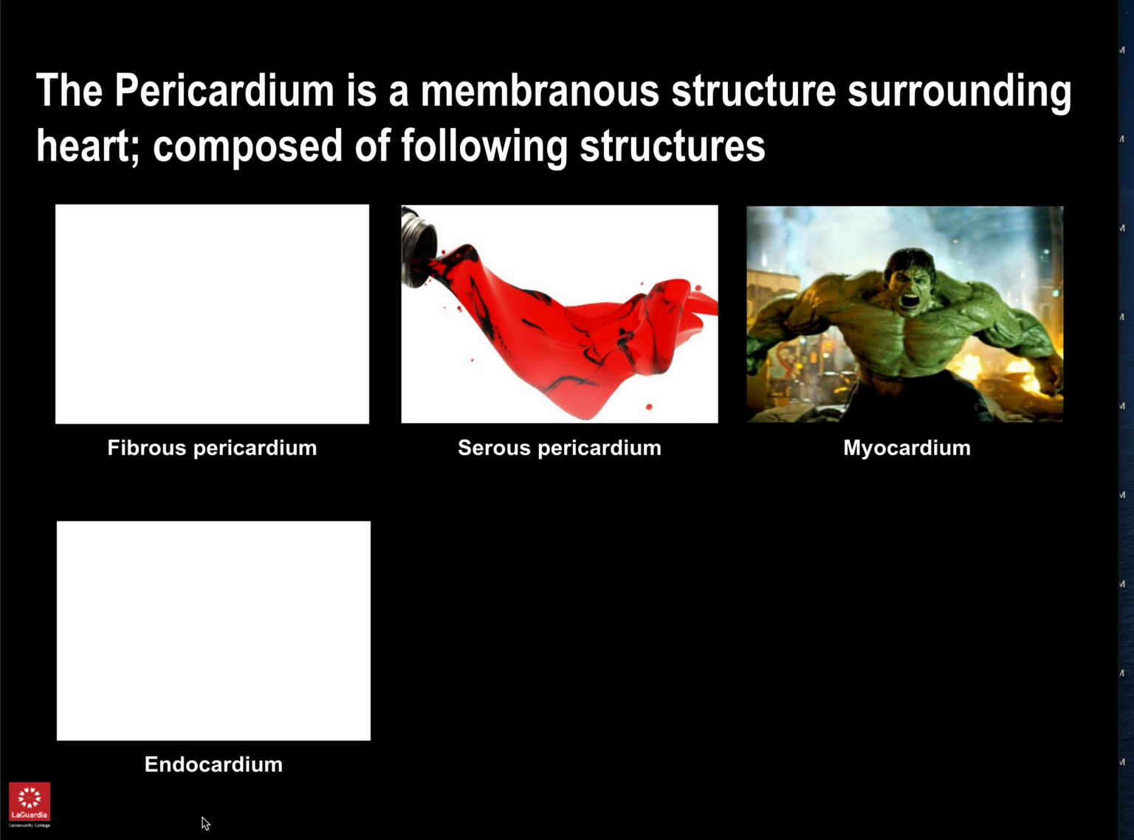Let's consider the anatomy of the heart and the flow of the blood. So the pericardium is a membranous structure that surrounds the heart, and it's composed of the following structures: the fibrous pericardium, the serous pericardium, the myocardium, and the endocardium. And of course, you can remember this word again by referring to your vocabulary words, right? Peri, as in perimeter, means around.